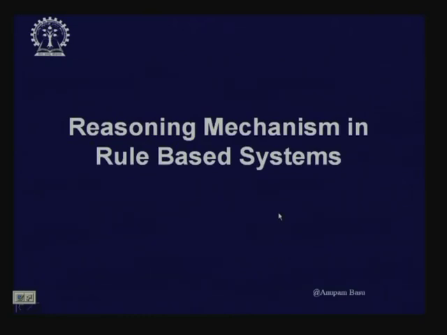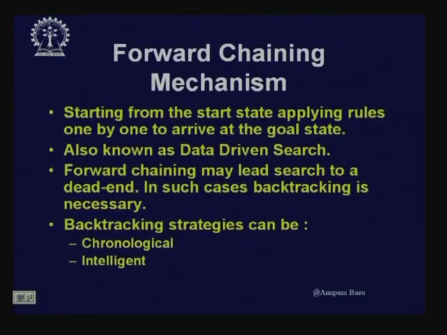Now, we will concentrate on these two reasoning mechanisms that are used in rule based systems. The first one is the forward chaining mechanism, that is a data driven search. We have already explained it, but still let us look at it. Starting from the start state, we apply the rules one by one to arrive at the goal state. As I have said, this is also known as data driven search.